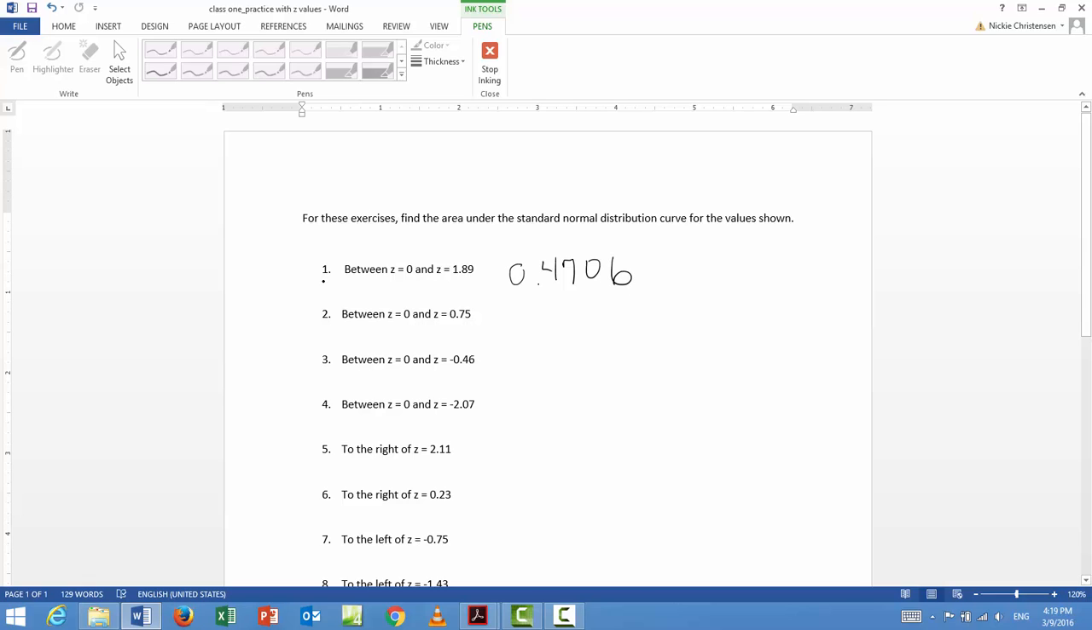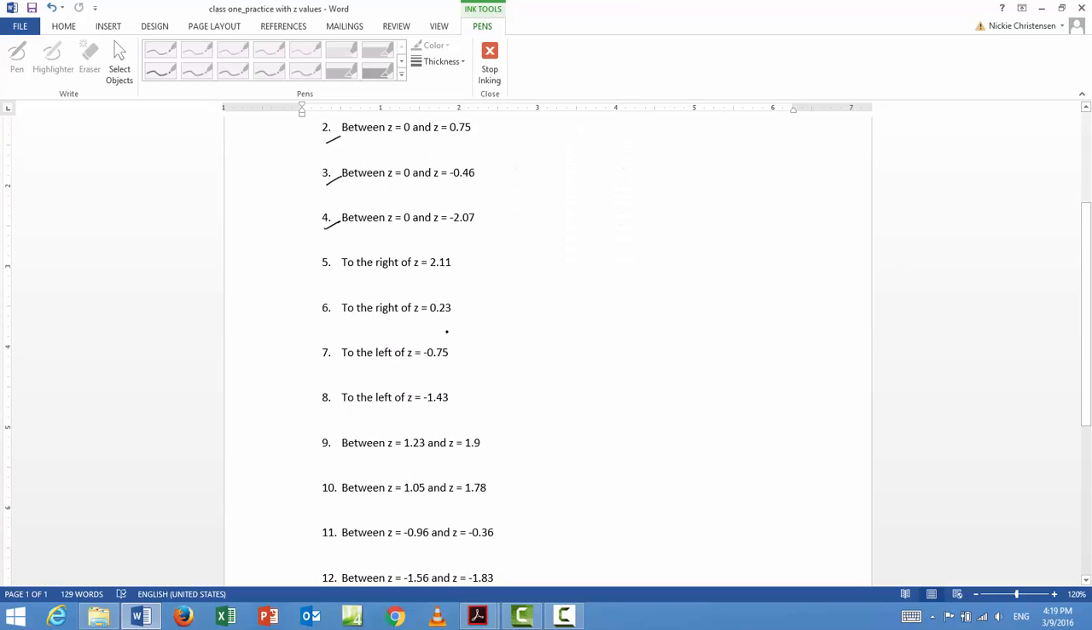For 1, 2, 3, and 4, all I'm asking you to do is take the p-value straight off the table for these z-values, because I'm asking you just to find the area between the z-score and the mean. If we look down, I've given you some problems to the right and to the left. Those have just an additional step in them.